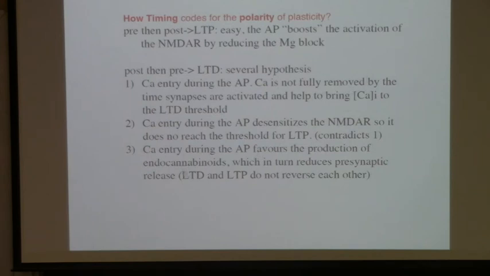The other one, which is unpopular now but was popular because of the endocannabinoids, is the idea that you produce some endocannabinoids in the postsynaptic cell with this paradigm, and then those act on the presynaptic cell and make everything reduce. But it's a little bit convoluted. So just remember that the calcium one is the most popular, and that's it.